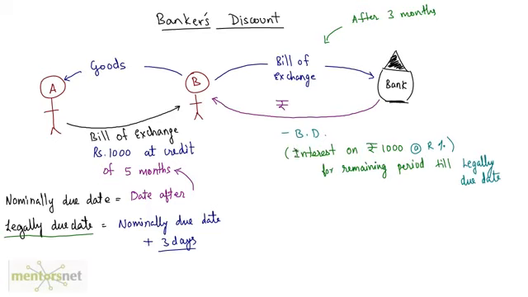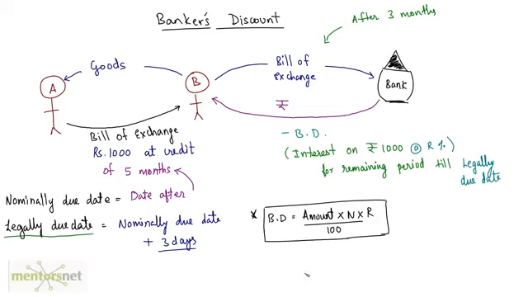So if I have to state the formula for calculating the banker's discount, it will be equal to the amount that is stated in the bill of exchange times N times the rate of interest decided by the bank upon 100. Basically the formula for calculating the simple interest.